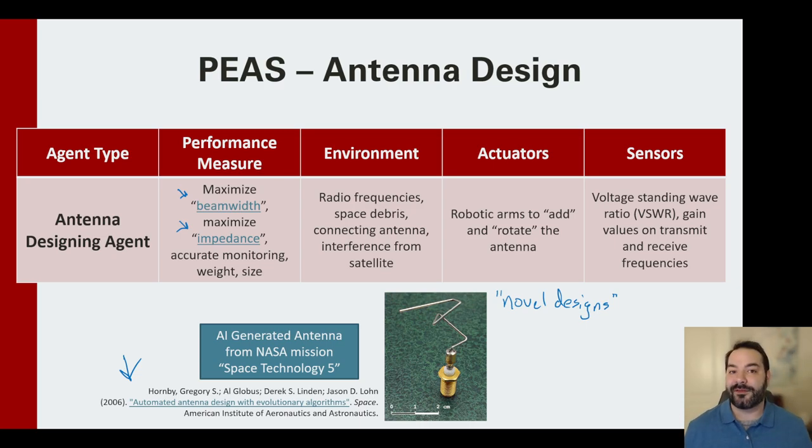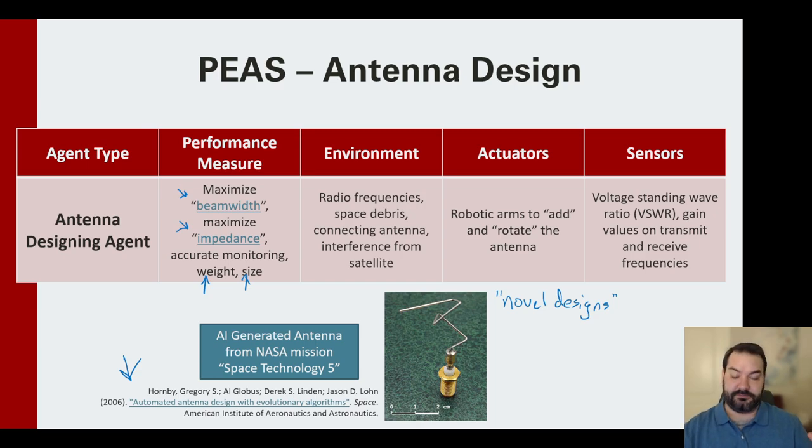Well, one of the things was, again, if it's going into space, there's a lot of calculations. So things like its weight and size needed to be accounted for, because those throw off the calculations if we're exceeding them. Okay, well, again, that's the performance measures to measure whether or not the design of this antenna was a good idea. So what are elements of the environment that the agent would need to be working off of?